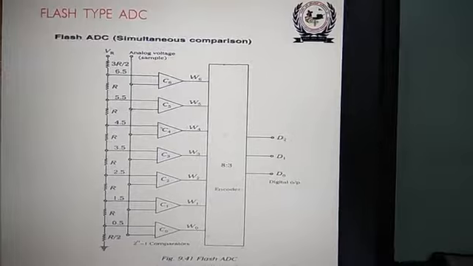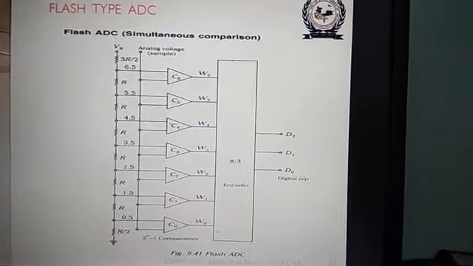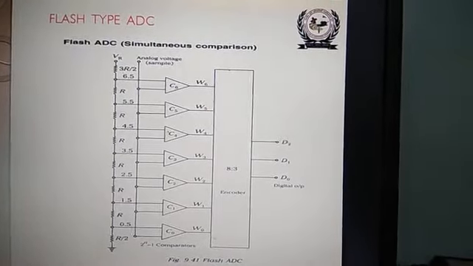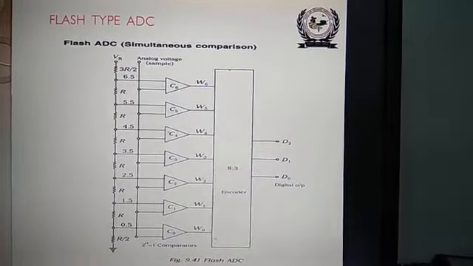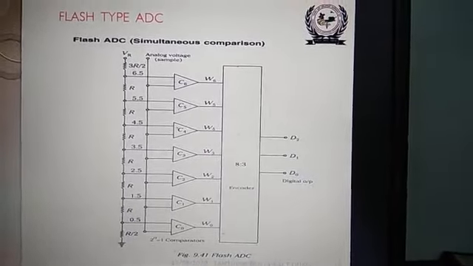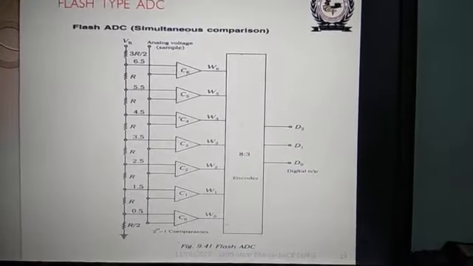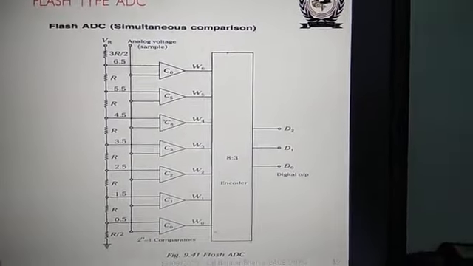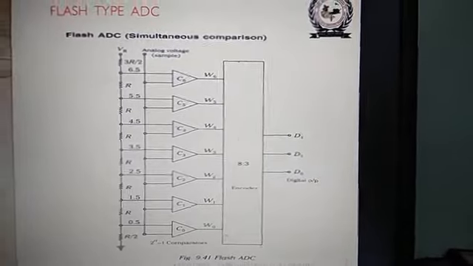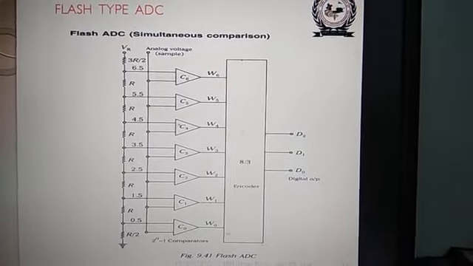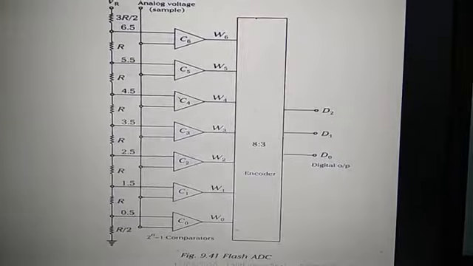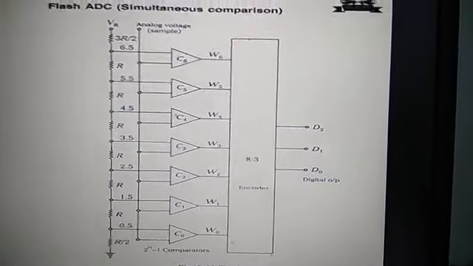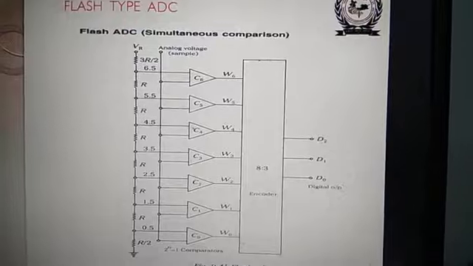It may be 3-bit, it may be 4-bit. A 3-bit output requires 7 comparators. A 4-bit output requires 15 comparators. And these resistances, the voltage divider resistances, are required for the comparison purpose at the comparators. So this circuit you can use for the flash type ADC.